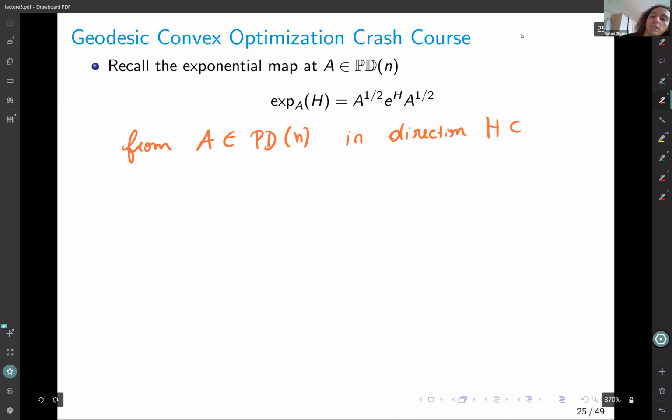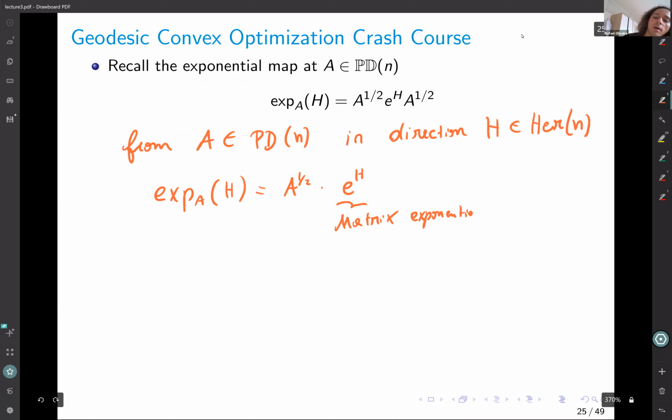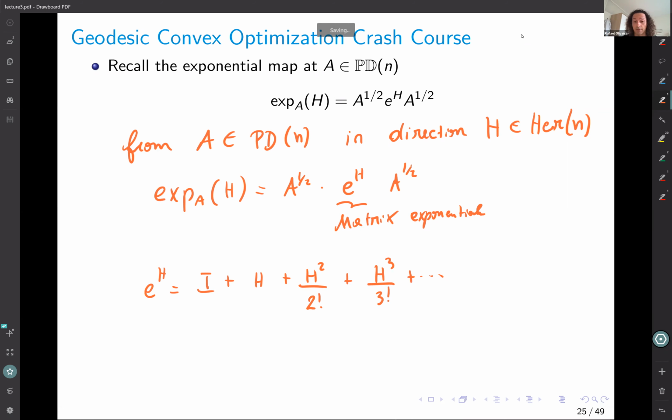and remember that H is a Hermitian matrix, right? So we're going to write it like this. Then we take this exponential map at A of H, which is equal to A half times e to the H. So this is the matrix exponential, just to recall, the usual matrix exponential, times A to the half. And what is the matrix exponential? Just to recap, e to the H is the identity plus H plus H squared over 2 factorial plus H cubed over 3 factorial and so on, right? This is an infinite series.